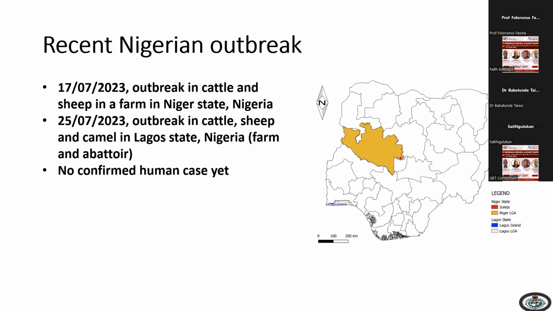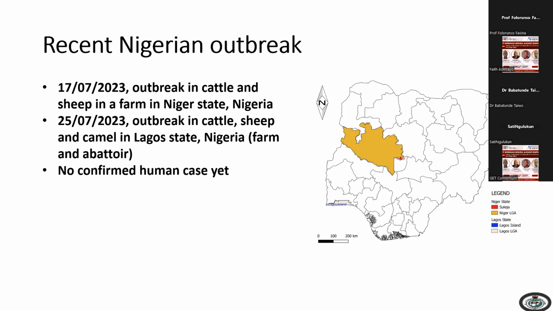Now, in Nigeria, the recent outbreak, the index case was reported on the 17th of July, 2023. It was an outbreak in a cattle farm in Suleja in Niger State. These were animals that were kept in an enclosure. And from investigation, some animals were introduced into the farm, and those animals, likely from the investigation that was carried out, are the source of that infection. And it was difficult to trace where that animal came from because the animal was from the market. It was given as a gift.